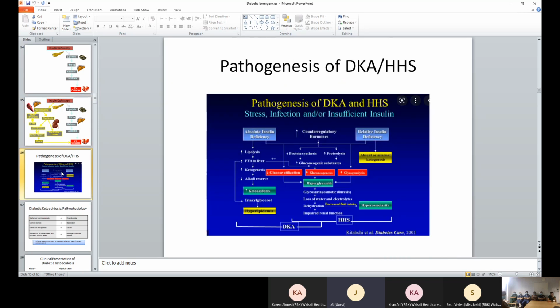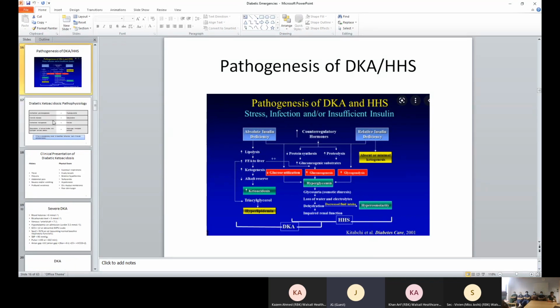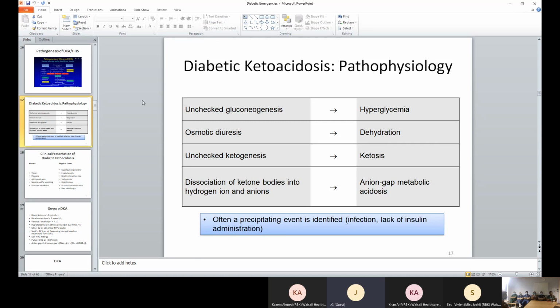There's another diagram. I think I've given it to Arif. Arif, if you want, you can share it with them. Here it says unchecked gluconeogenesis leading to hyperglycemia, then osmotic diuresis leading to dehydration, ketogenesis leading to ketosis, and then the anion gap. Obviously, you need to look for the reason the patient is presenting with DKA, the precipitating event.